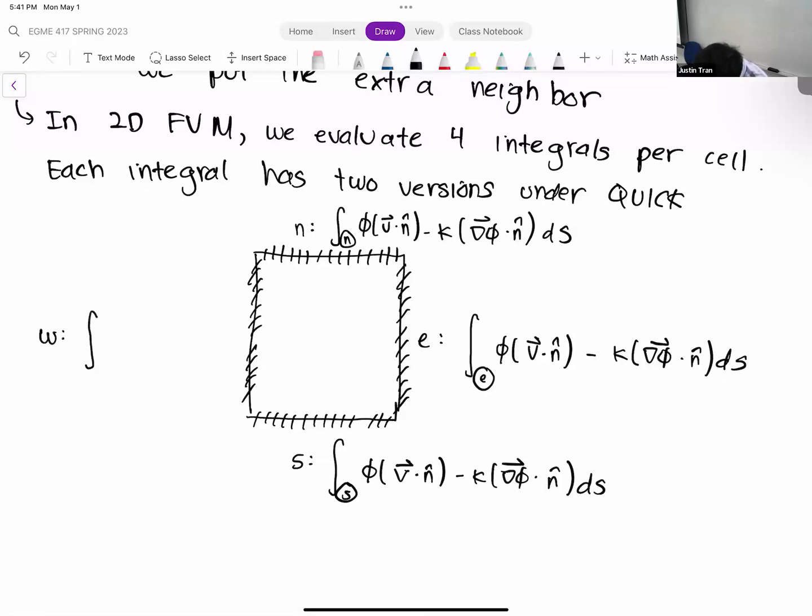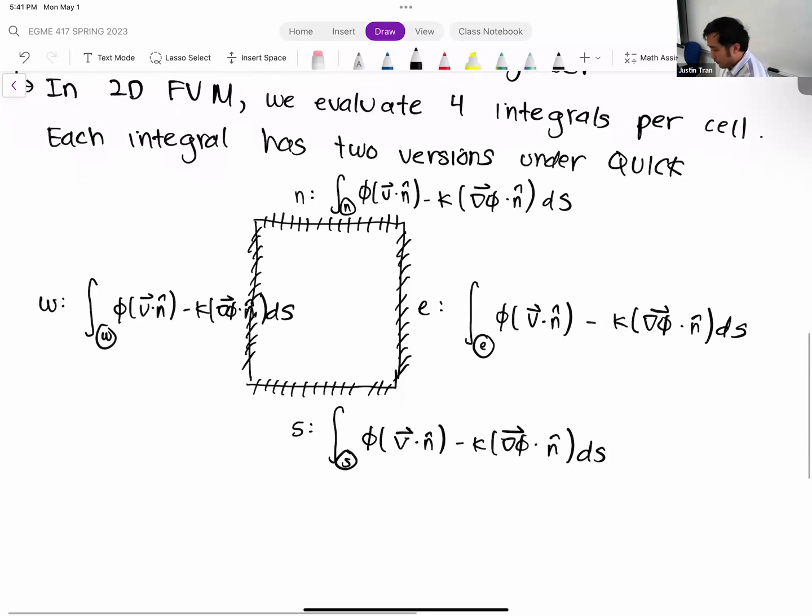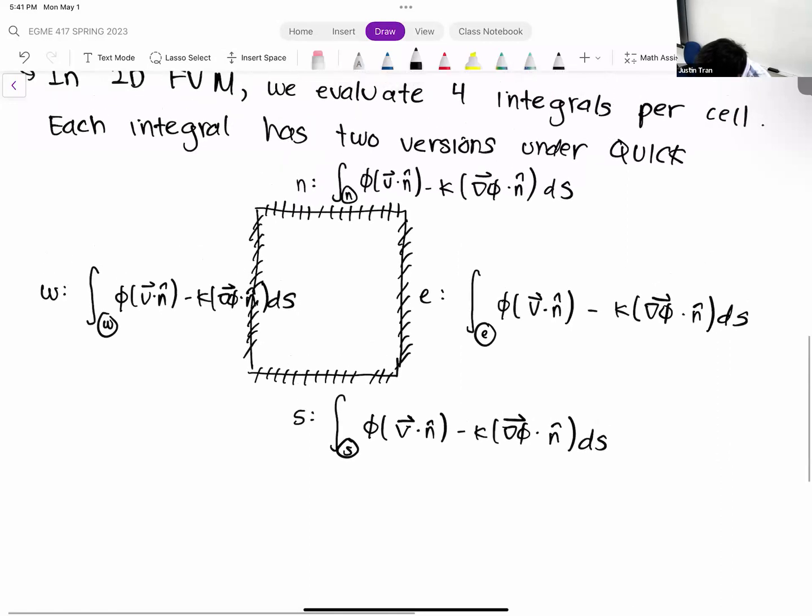On the west. Okay, all right. So remember, when we're doing finite volumes, we evaluate each of these 4 integrals individually, and then we add up their contributions at the end, and that's what gives us our algebraic equation. Well, under the QUICK scheme, each of these is going to have 2 different versions. What I'm going to do is go through each of these integrals and show you the 2 different versions of QUICK for each one, depending on the direction of the velocity. So let's start on the east.